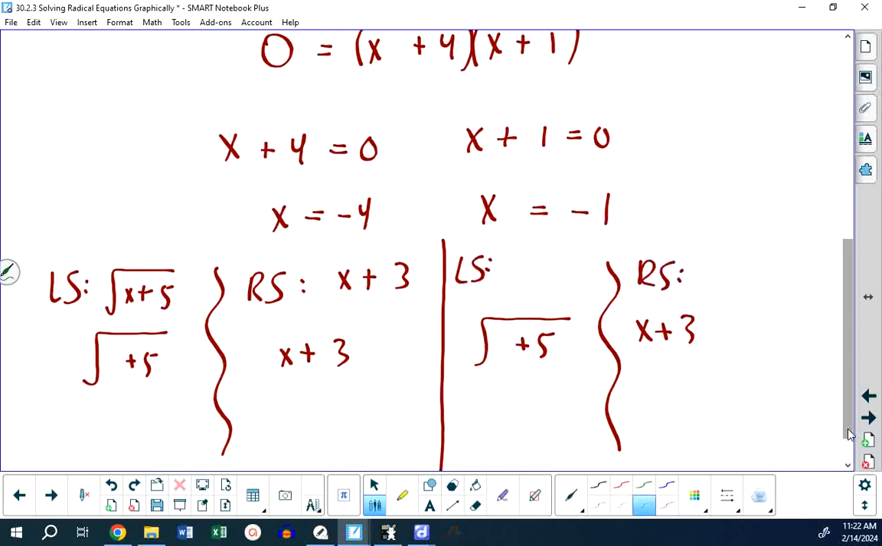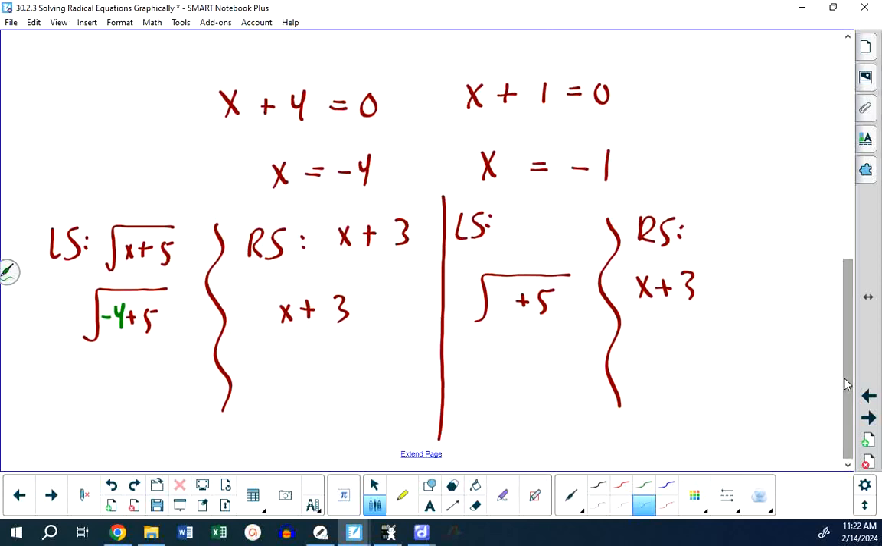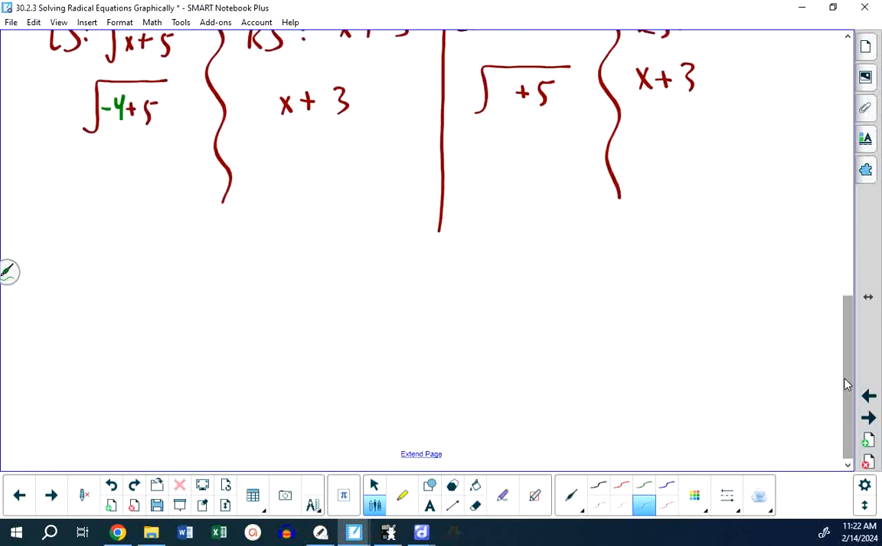We end up putting in negative 4 here, and, well, let's do this one first. So negative 4 plus 5 is 1, so we're left with root 1. And then over here, I forgot to put my negative 4 in. Negative 4 plus 3 is negative 1. Root 1 is 1, but this is negative 1. Negative 4 doesn't work. We have not done anything wrong.